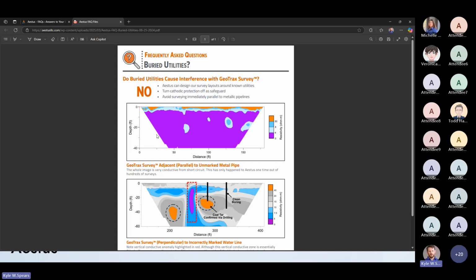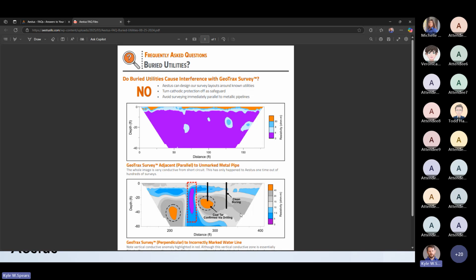So what we do is we get the utility maps. We have GPR locators come out. We do public locates. We get all the utilities marked out, and we make sure we're offset by some buffer, or like this image is shown here, we can go cross a pipeline orthogonally or perpendicularly, and we'll get a pipe shadow in the middle, but the imagery or the data is still intact on either side of where we cross the pipeline, and you can still get anomalies that can be targeted.